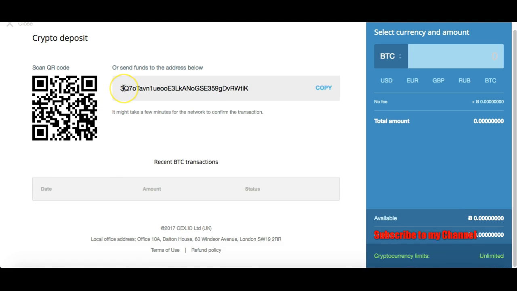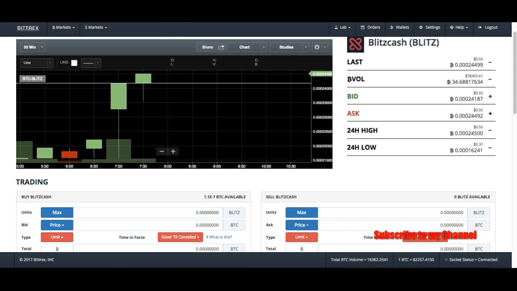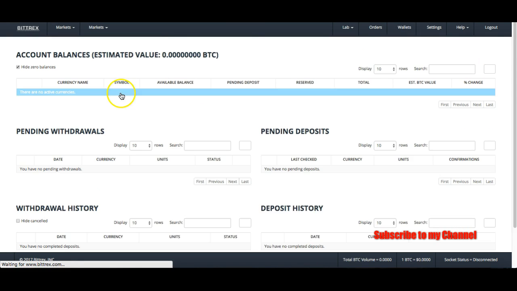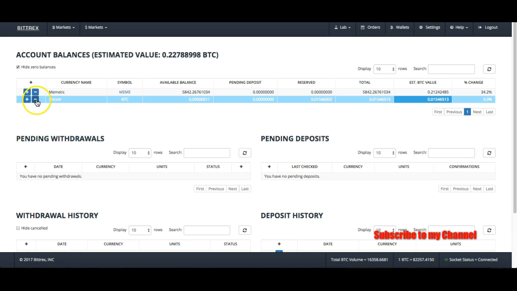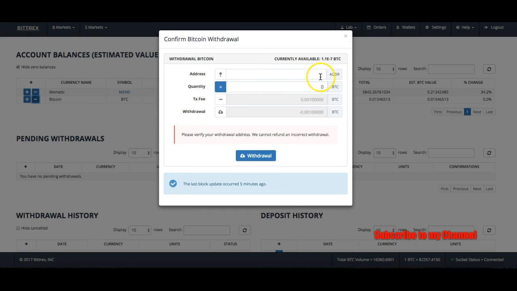All right, so for example, if I want to sell, I want to move money from here, from wallets. We're going to hit the negative because we want to withdraw. All right, and you're going to put the amount. For example, I don't have anything in my Bitcoin wallet right now. So once you have all your money in your Bitcoin wallet, you're going to simply put the amount that you want to move.